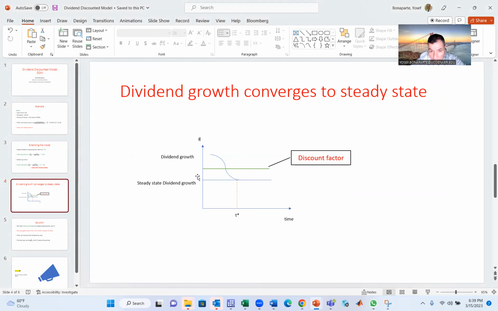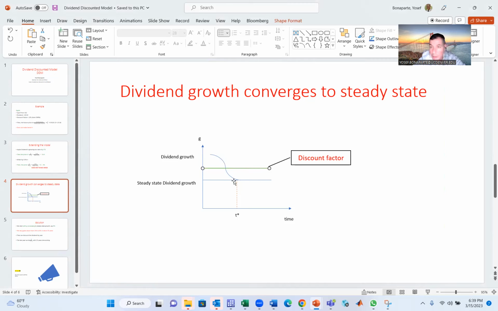If the dividend growth is above the discount factor, here's the discount factor, the green line. If the dividend growth is above that, then you have to think about a period when the growth is above the steady state growth. The steady state dividend growth is, suppose, this blue line. And now we are here. From now till T star, we have a period when the company's dividend is growing differently, not in a steady state. The discount factor could be here, but definitely there is a period where the growth is above the discount factor.